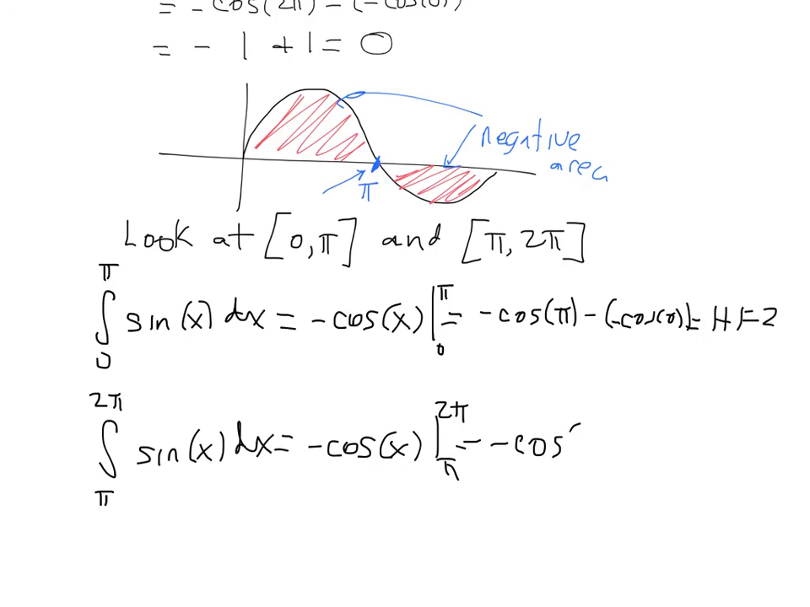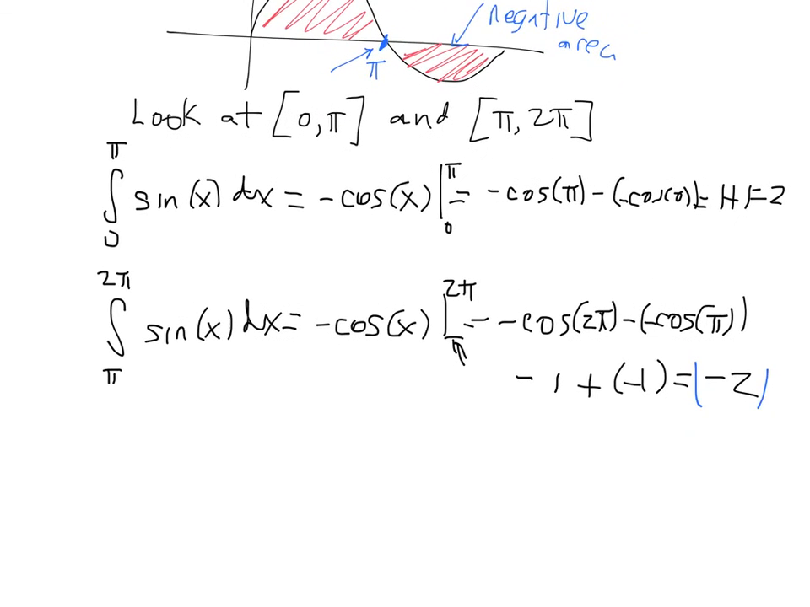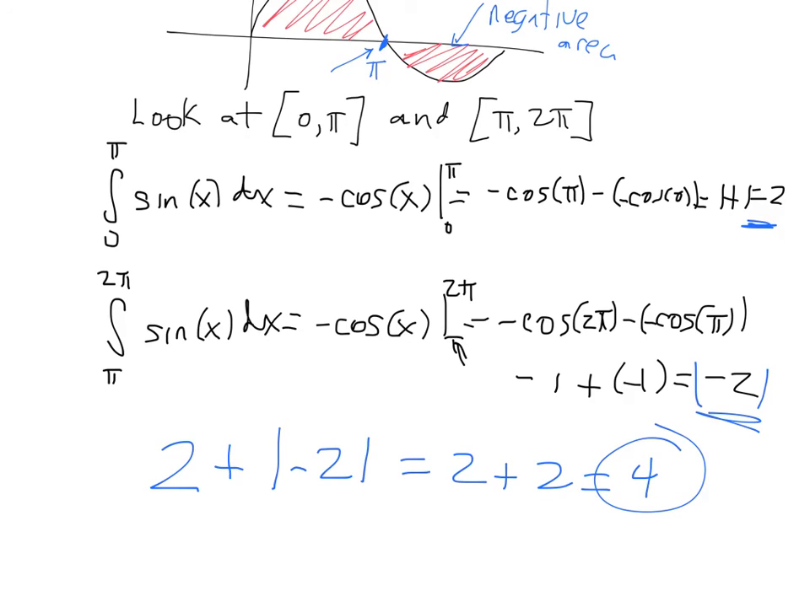Negative cosine of 2 pi minus negative cosine of pi. That's very ugly, but that is a pi. This gives me negative 1 plus negative 1, which is negative 2. And you might say, but that's still going to cancel out. Well, what you end up doing is absolute valuing this. And so I take this area that I found, which was 2, and this area that I found, take the absolute value of it, and then that will give me my proper area.